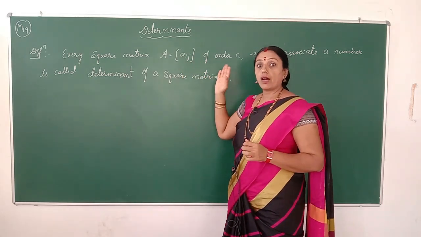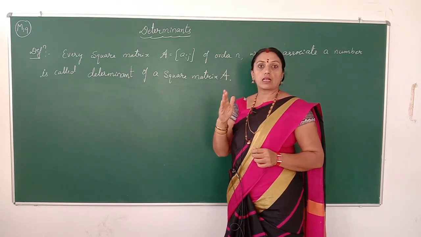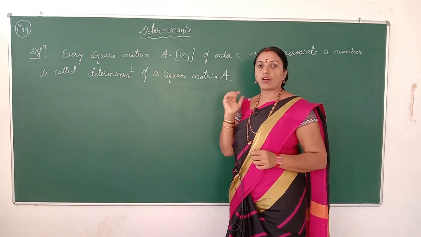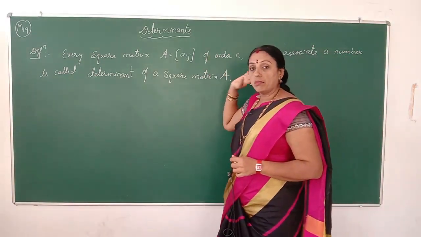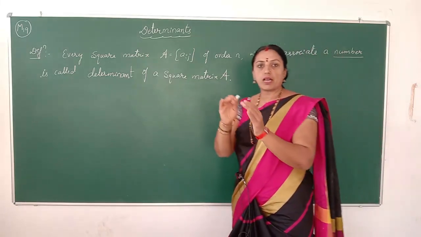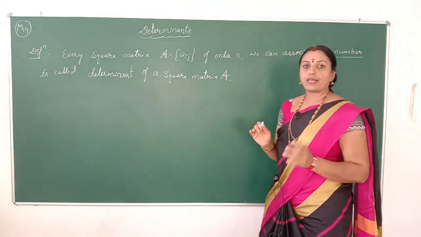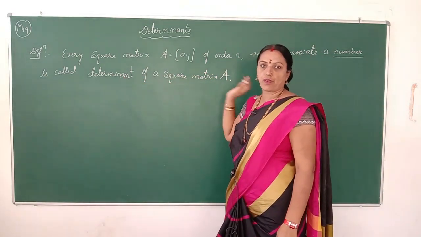Aij of order n. Order n means the order of the matrix is n cross n. The number of rows and the number of columns are n. We can associate a number, a single number. So every element of the matrix associated into a number is called the determinant of a square matrix.